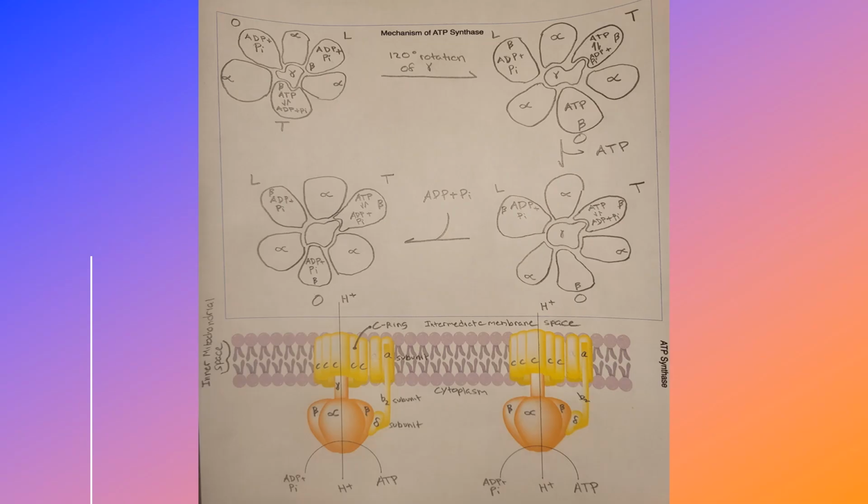These protons return to the mitochondrial matrix via ATP synthase, where they are accepted by oxygen atoms producing water. ATP is also produced in this process by combining ADP and inorganic phosphate.